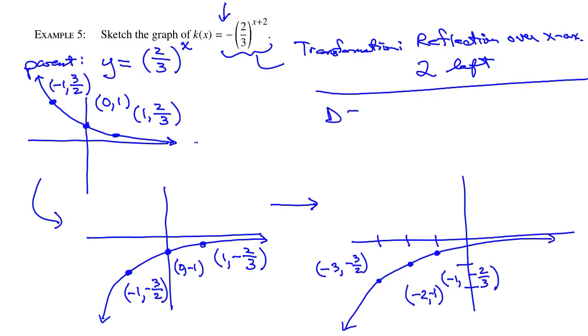The domain is still all real values. The range now goes from negative infinity up to 0, open at 0. And the horizontal asymptote is still y equals 0.